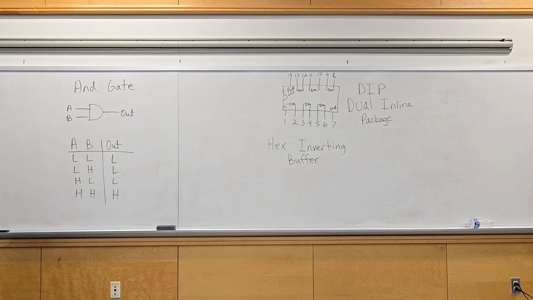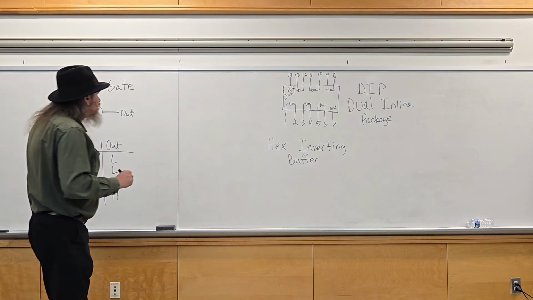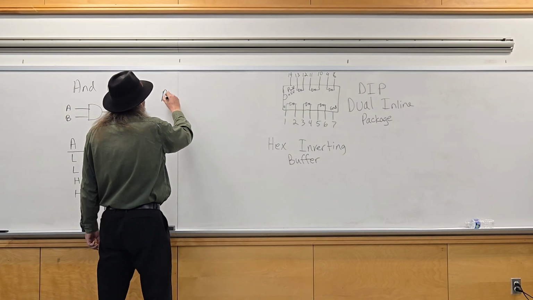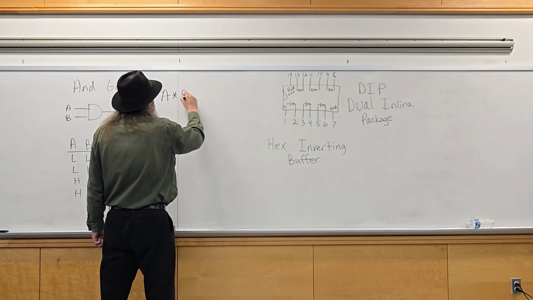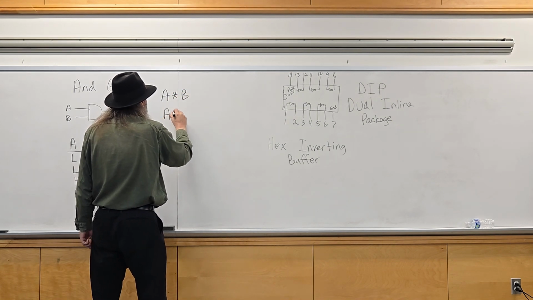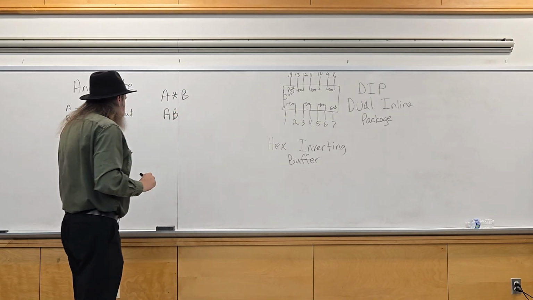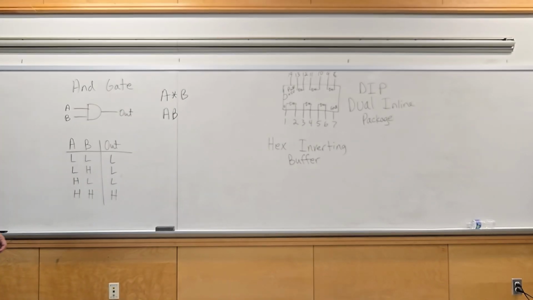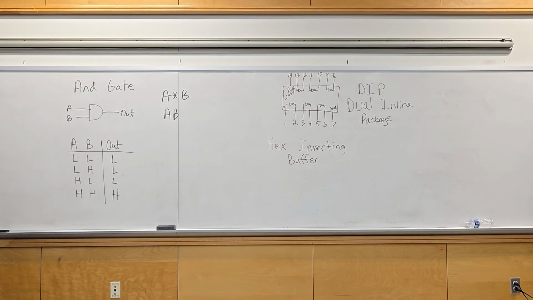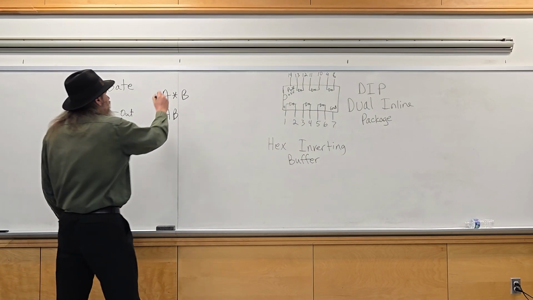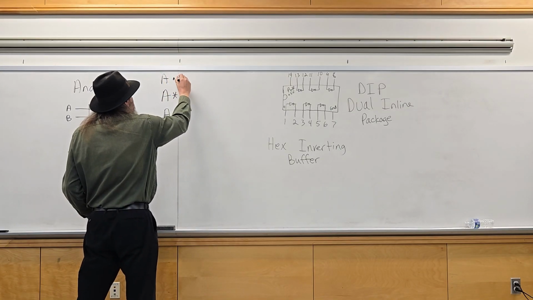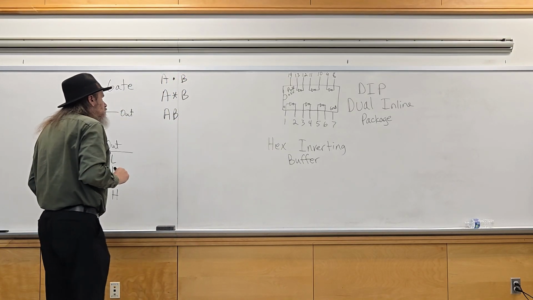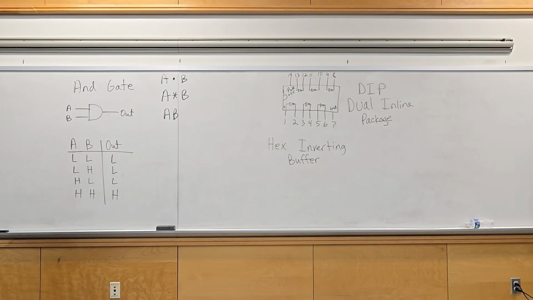So in the Boolean expressions, you'll see A star B or just AB. It is like multiplication and treated like multiplication in regular algebra. Sometimes you'll also see A dot B as well, depending on the documentation you're looking at.